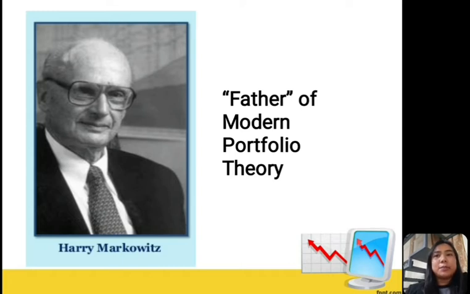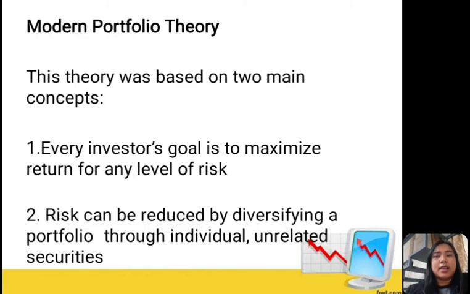This theory was based on two main concepts. First, every investor's goal is to maximize return for any level of risk. It is a means to create and construct a portfolio of assets to maximize returns within a given level of risk, or to devise one with a desired, specified, and expected level of return with the least amount of risk. Second, risk can be reduced by diversifying a portfolio through individual unrelated securities.